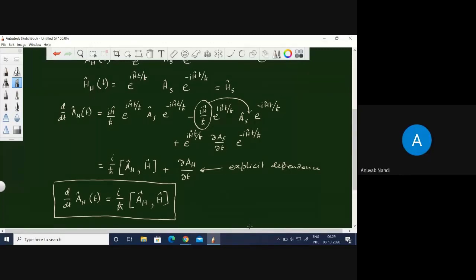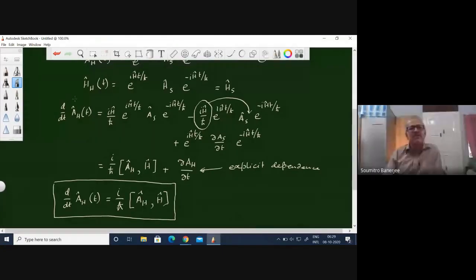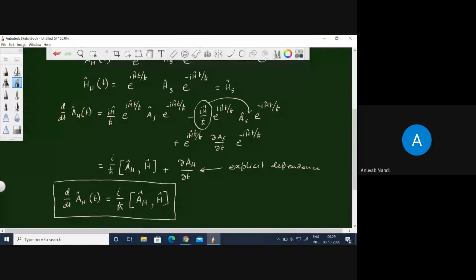Sir, another thing: here you have written del A_H del t, but I think it should be the Heisenberg picture of the whole thing, a del A del t in the Heisenberg picture, and not del A_H del t, probably, because we are taking e to the power. In which picture? In the last line. Yes, where you have shown the explicit dependence with the arrow.